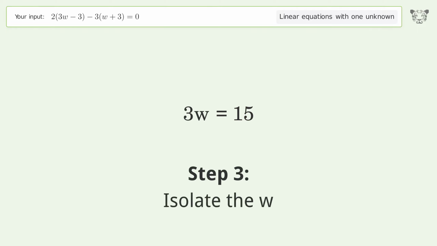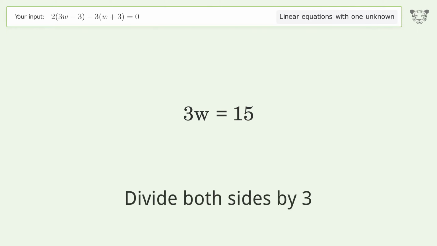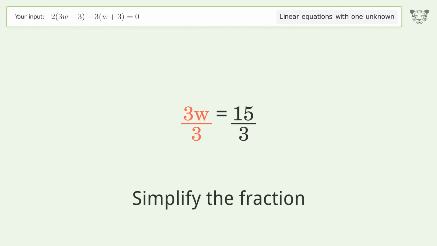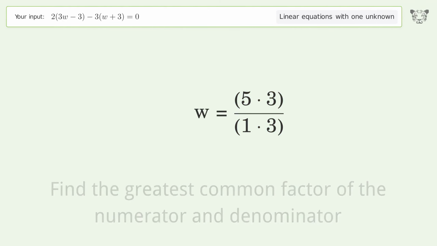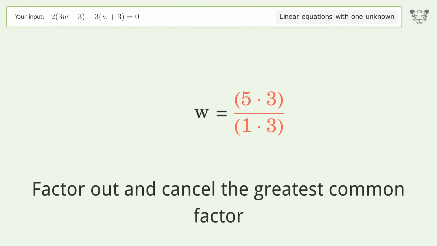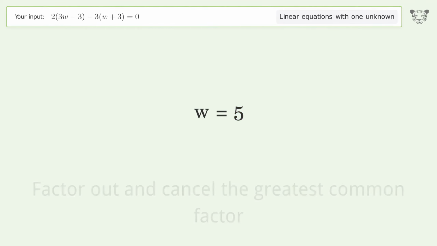Isolate the w. Divide both sides by 3. Simplify the fraction. Find the greatest common factor of the numerator and denominator. Factor out and cancel the greatest common factor. And so the final result is w equals 5.